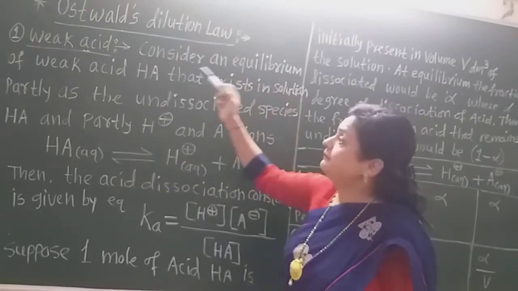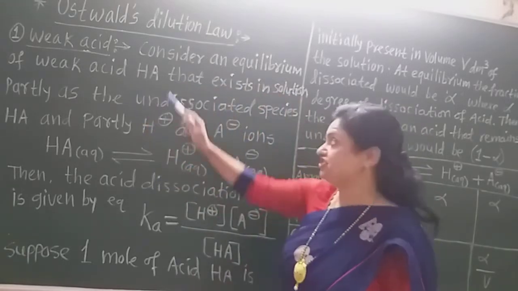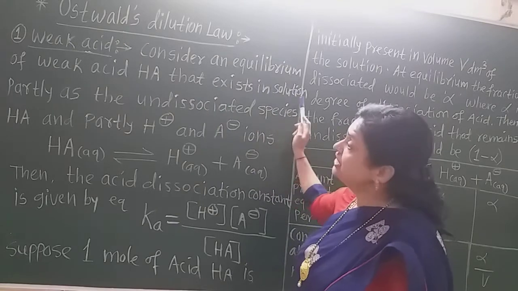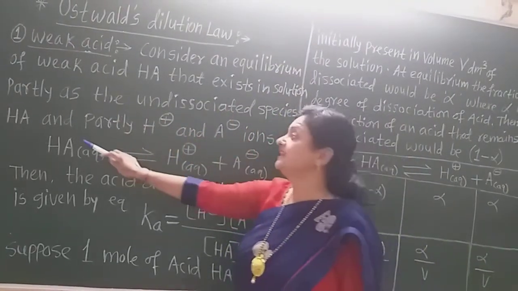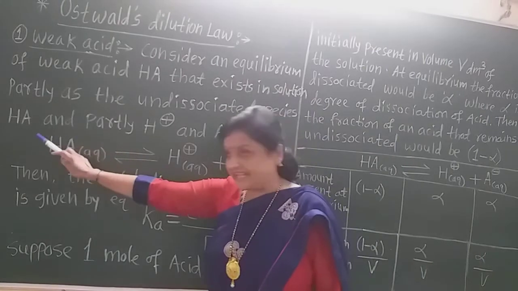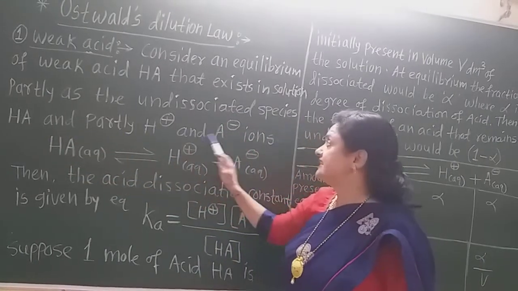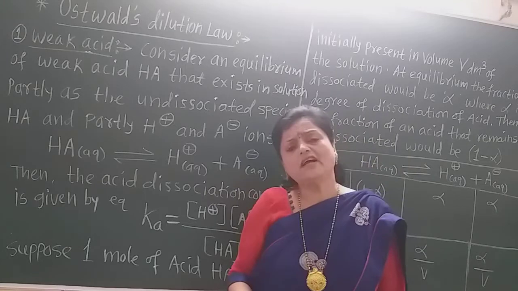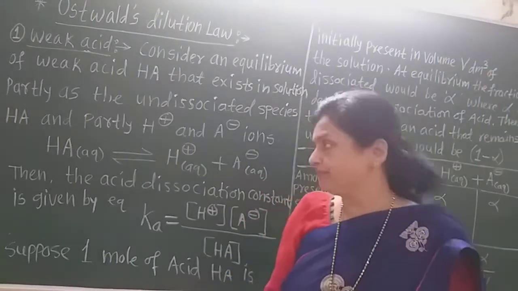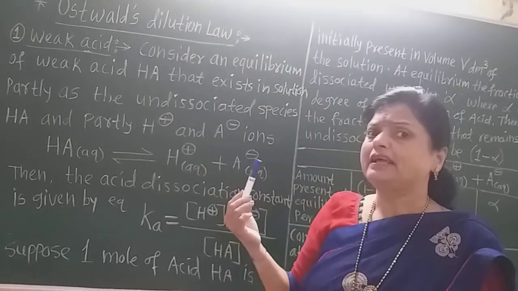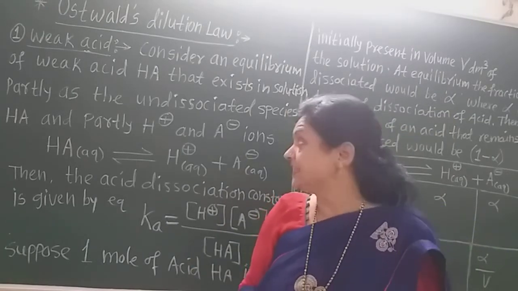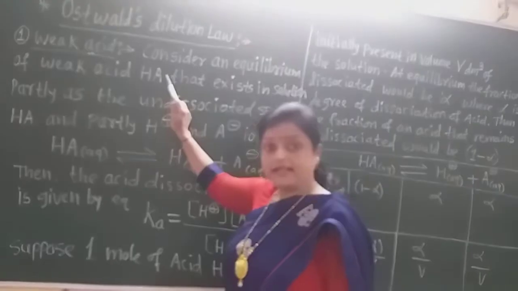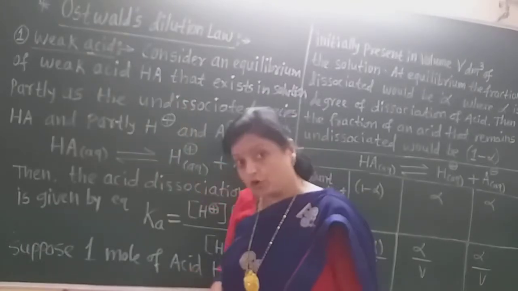Consider an equilibrium of weak acid HA that exists in solution partly as the undissociated species, that is HA, and partly H plus and A minus. Now consider a general acid HA. It is the general acid. It may be any organic acid or it may be HF or H2S etc. Now this A is the anion, that is the negative ion, H is the proton, H plus ion.